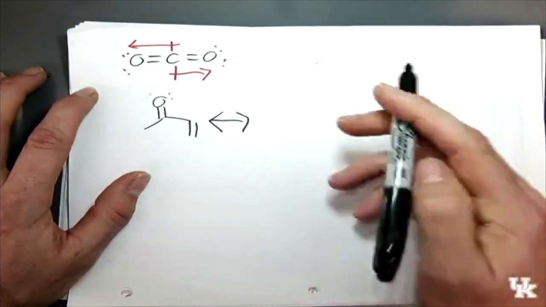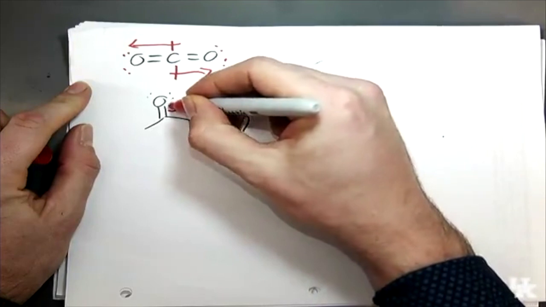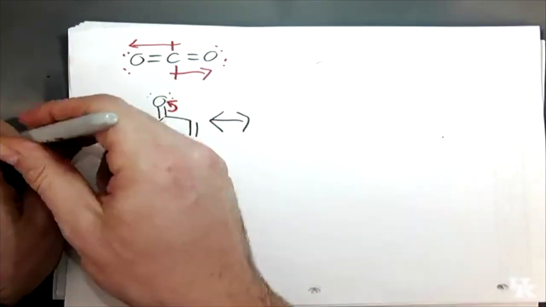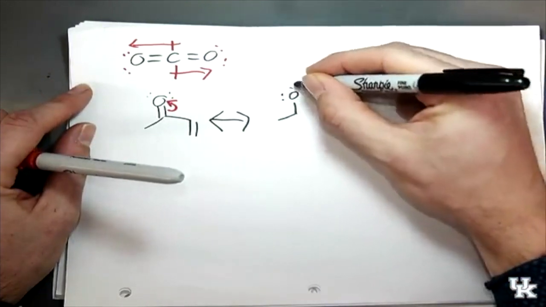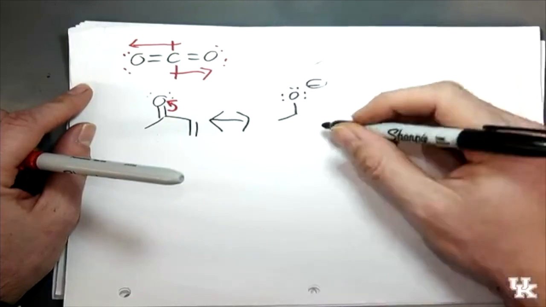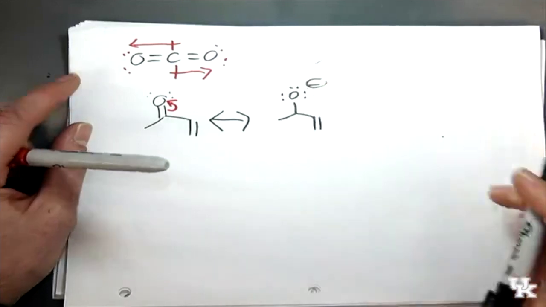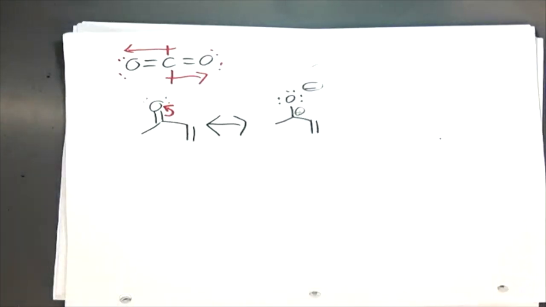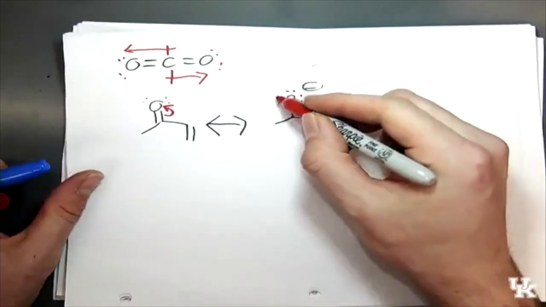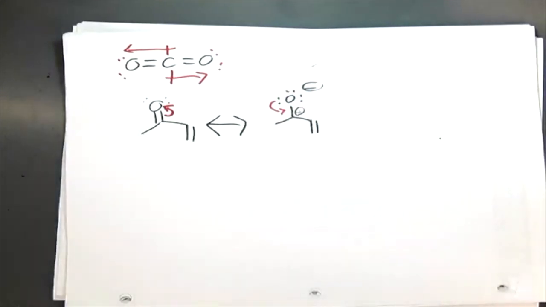So if you want to make a resonance structure, maybe you start, I don't know, with a bond to lone pair movement, and you end up with one structure that has a negative charge on the oxygen and a positive charge on the carbon. And again, we use our arrows to show the reverse movement to get back to the original resonance structure.